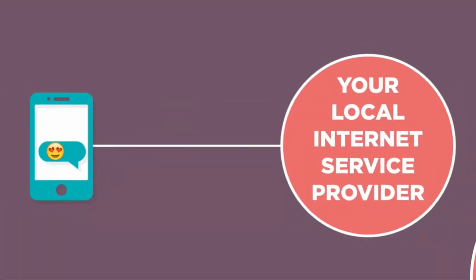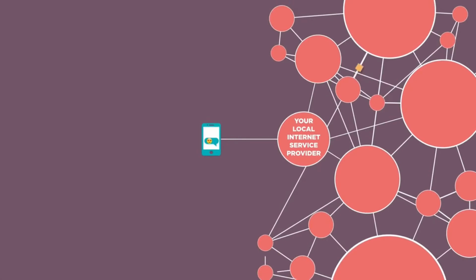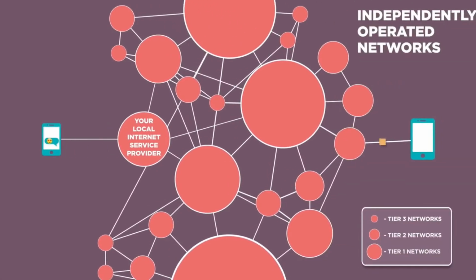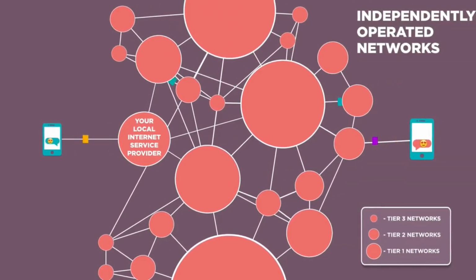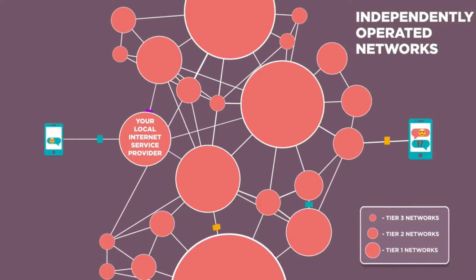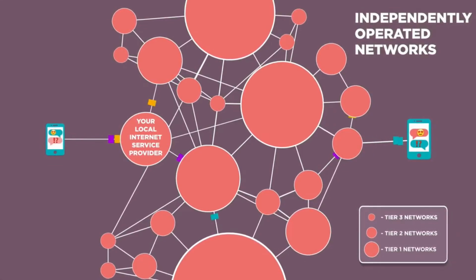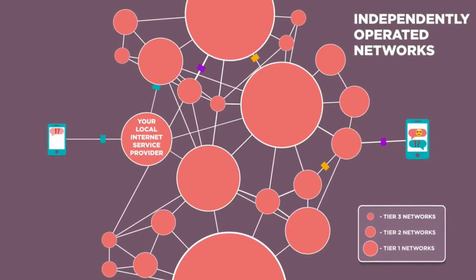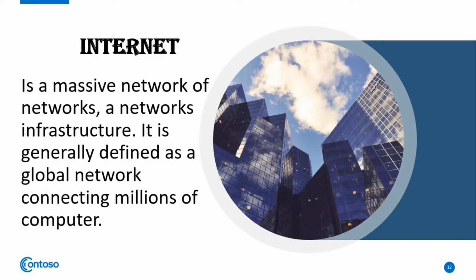Internet. The Internet is a global computer network providing a variety of information and communication facilities, consisting of interconnected networks using standardized communication protocols. The Internet is a network infrastructure. It is generally defined as a global network connecting millions of computers.